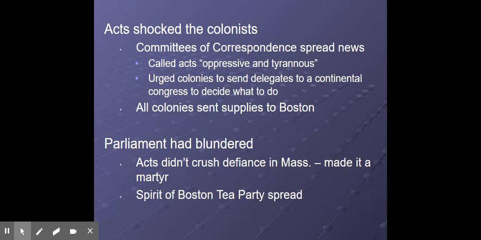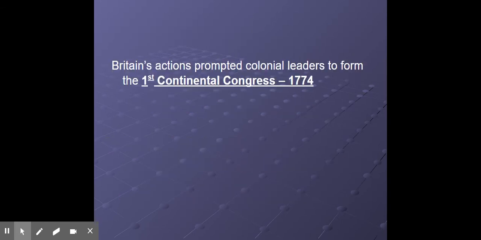And the spirit of the Boston Tea Party is spreading, and that is exactly what the colonies are going to do. They agree we need to meet together and decide what to do next. Okay, so in 1774, we're going to have the first Continental Congress. Britain's actions prompt the colonial leaders to form the first Continental Congress.